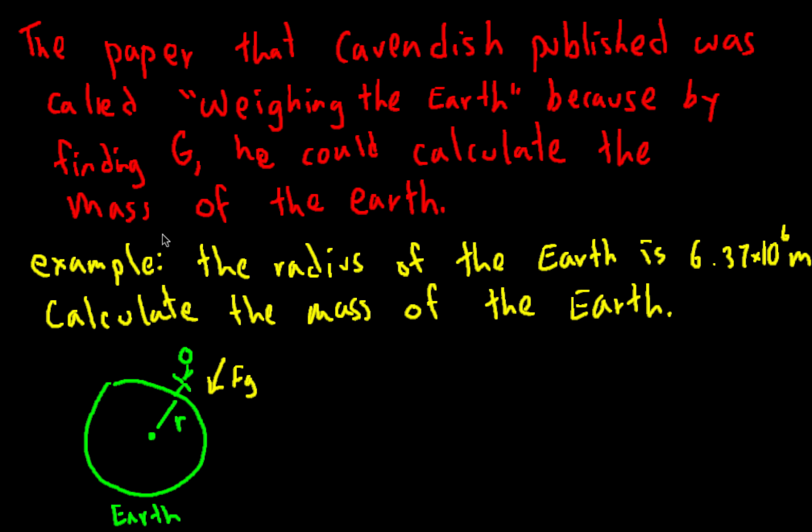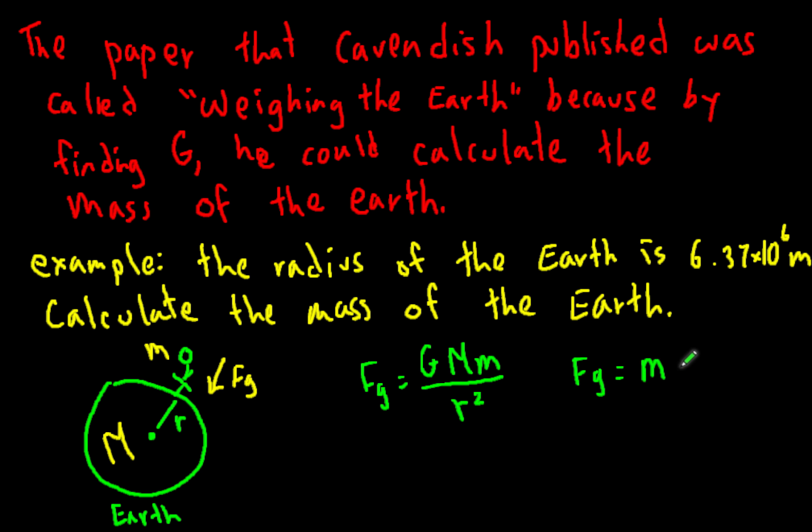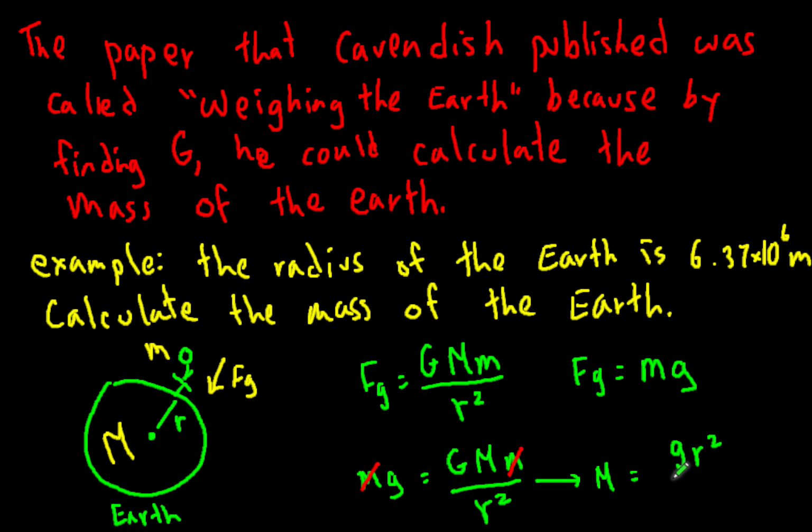we know that the person is attracted to the Earth with the force of gravity. Let's call the person's mass little m, and the mass of the Earth big M. The force of gravity on the person is G, mass times mass, divided by the radius of the Earth squared. But we also know Fg equals mg from our previous studies of physics. So mg equals G mM divided by r squared, and since small m appears on both sides, it cancels out. This just gives us g equals G M divided by r squared. So M equals little g r squared divided by big G.